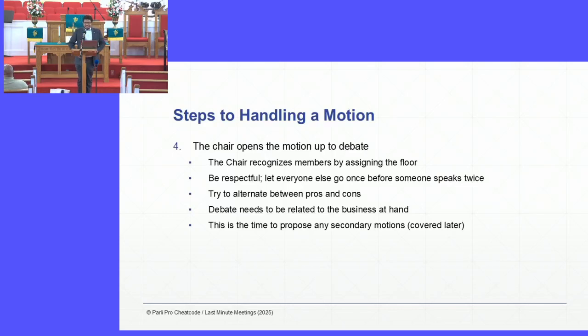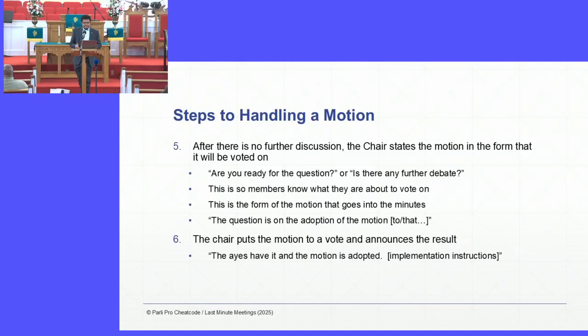Next slide. At the conclusion of the debate, the chair is going to state the motion one more time, right? This is important because this is what people are going to hear right before they vote on something. And if there's ever a discrepancy between how so-and-so said it and how that was said, this is the form of the motion that goes into the minutes, because that's what people heard right before they voted on it.